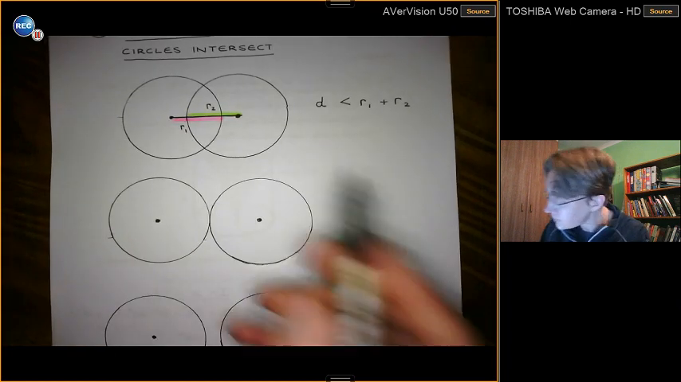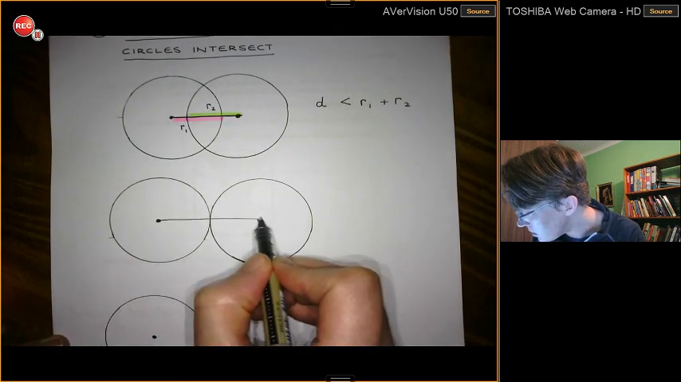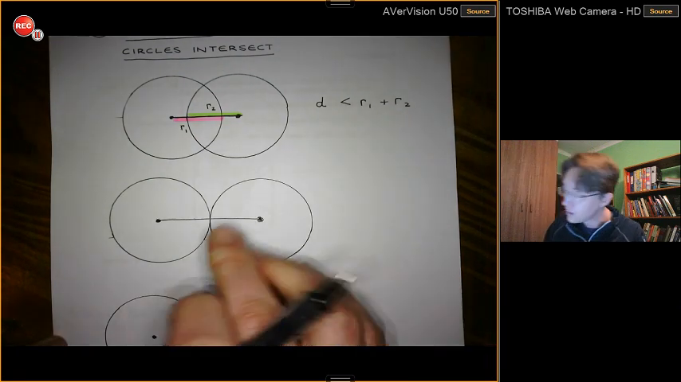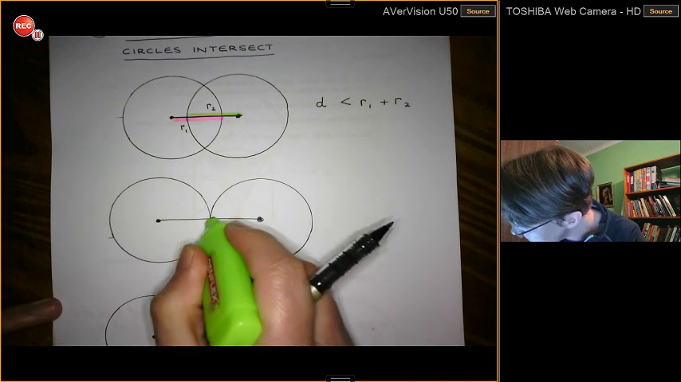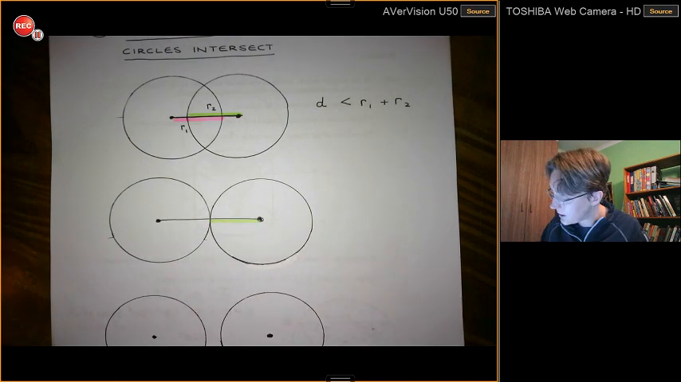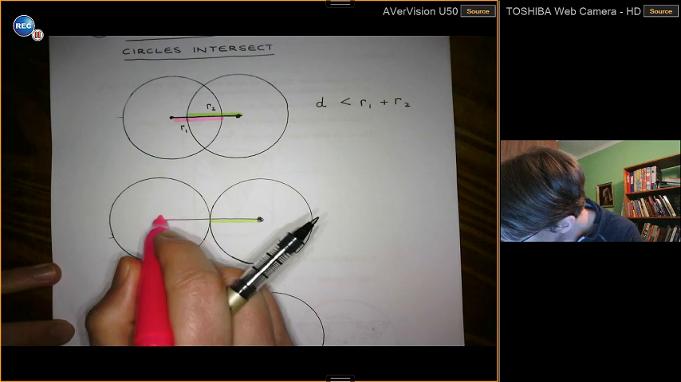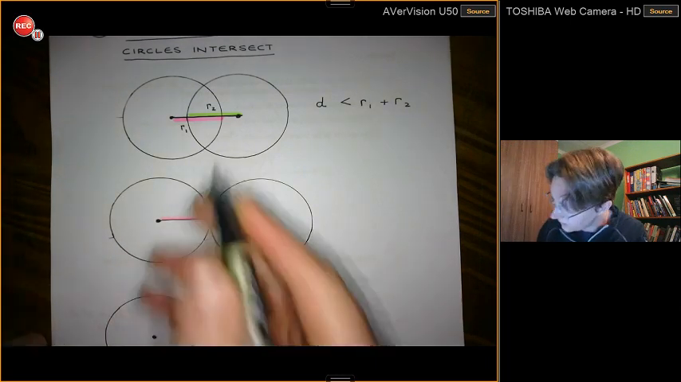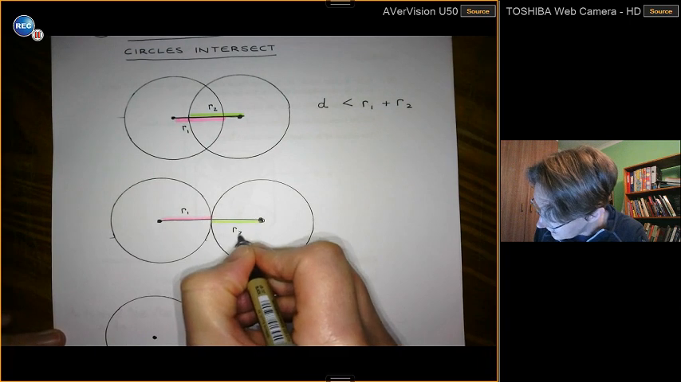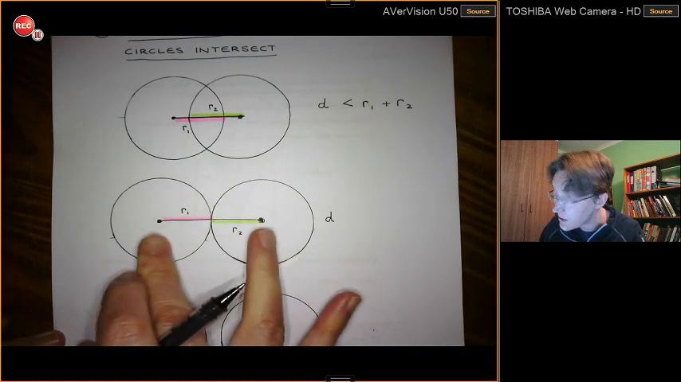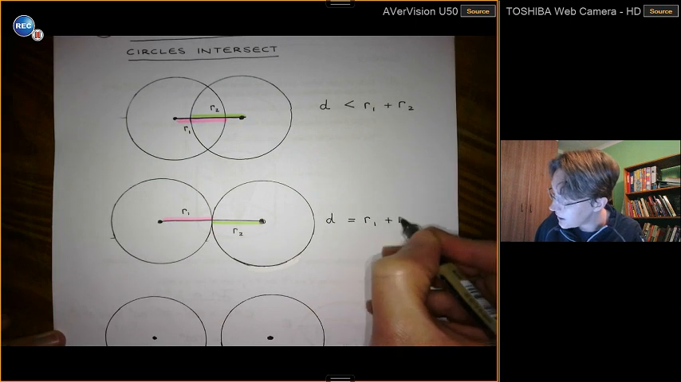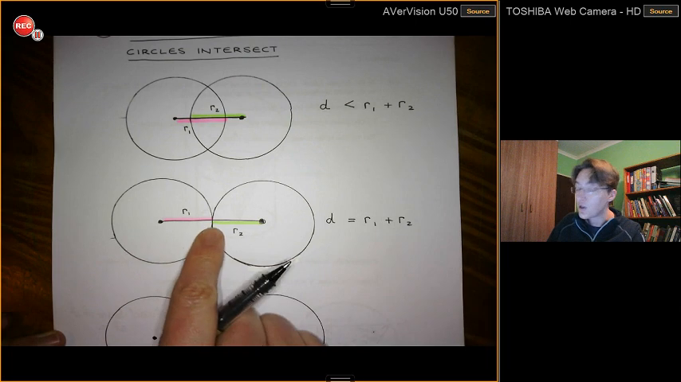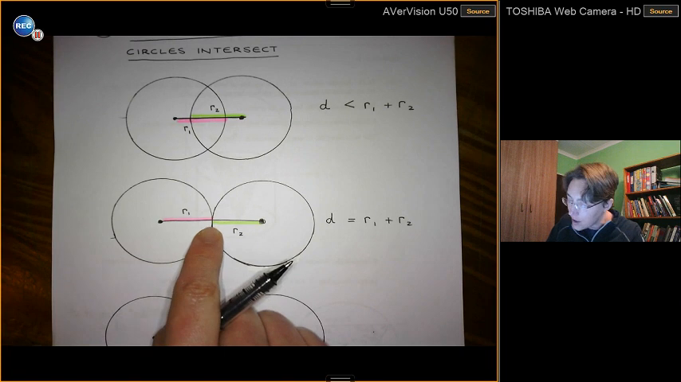If, however, we have this situation where I draw a straight line between the 2 centers of the circle, and then this is again the radius of the second circle, and this is again the radius of the first circle. Now, in this case, if the distance between the 2 centers of the circles is equal to the radius of the first circle plus the radius of the second circle, this means that the 2 circles will touch or intersect in 1 point. So they touch each other.